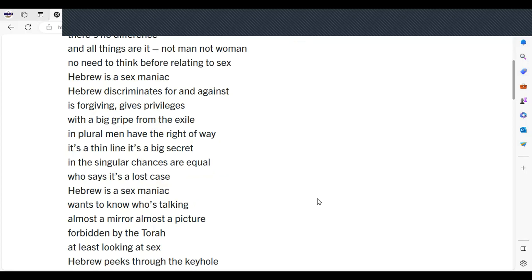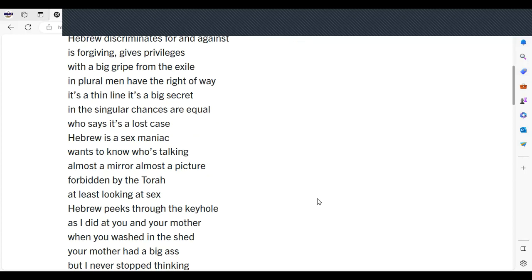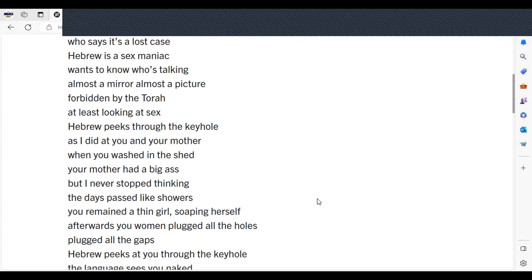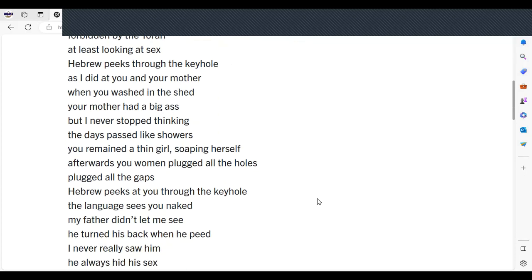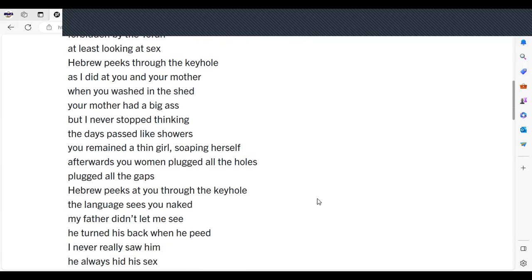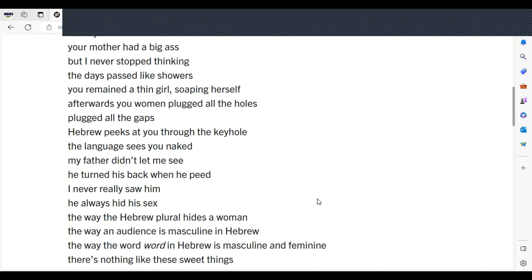Hebrew is a sex maniac, wants to know who's talking. Almost a mirror, almost a picture forbidden by the Torah, at least. Looking at sex, Hebrew peeks through the keyhole as I did at you and your mother when you washed in the shed. Your mother had a big ass, but I never stopped thinking. The days passed like showers. You remained a thin girl, soaping yourself. Afterwards, you women plugged all the holes, plugged all the gaps. Hebrew peeks at you through the keyhole. The language sees you naked.